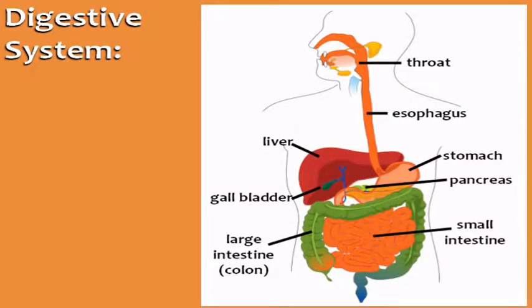Now let's look at the digestive system. When you eat, food goes into your mouth, passes through your throat, and goes down your esophagus. The food is digested in your stomach, then passes through your small intestine and large intestine before being eliminated from the body. The pancreas produces hormones and enzymes. The liver has a variety of functions, and the gallbladder stores a substance that helps in digestion.